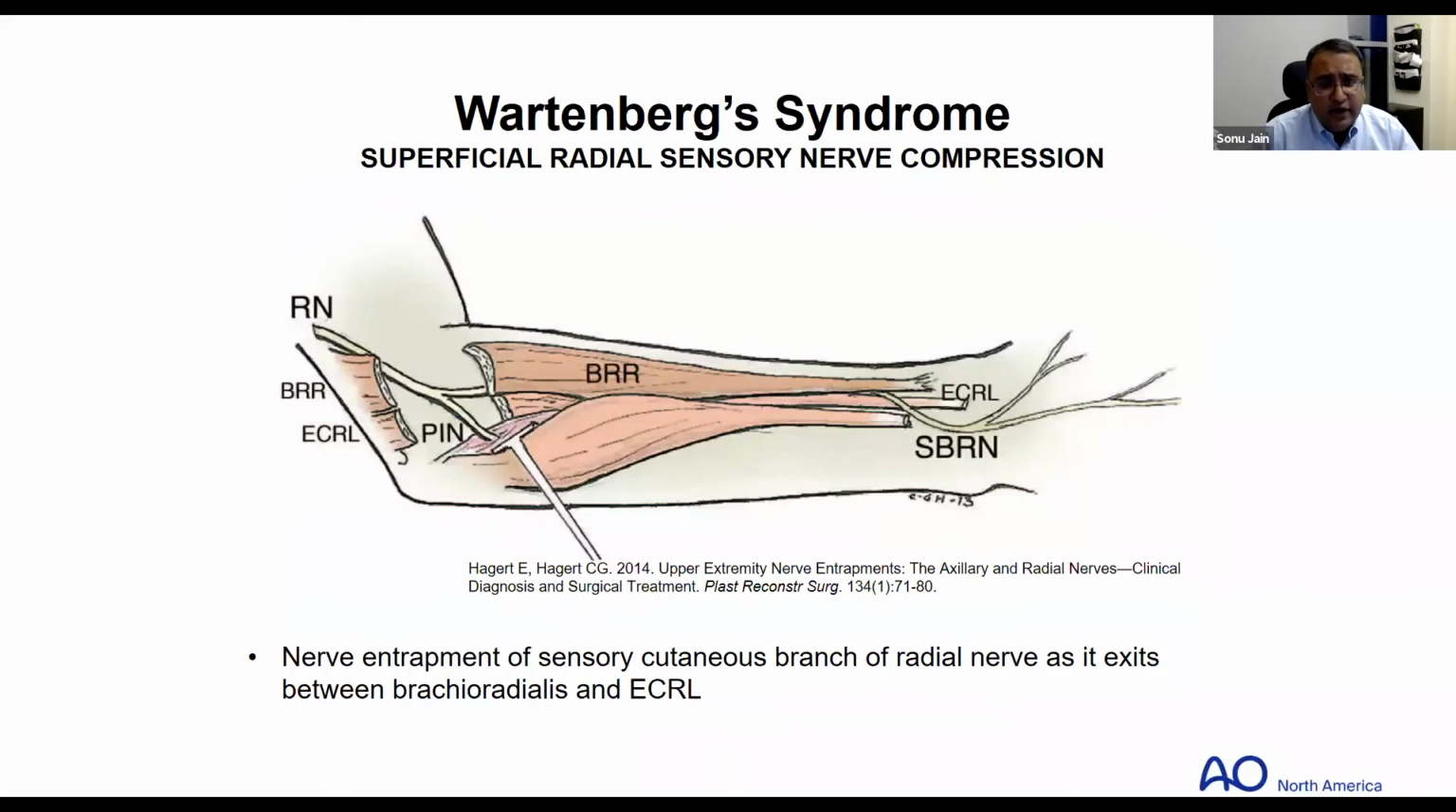And then finally, Wartenberg syndrome. This is a superficial radial sensory nerve compression. The nerve is trapped as it's exiting between the brachioradialis and ECRL. So it courses deep from between those two muscles and exits about 9 centimeters proximal to the radial styloid.